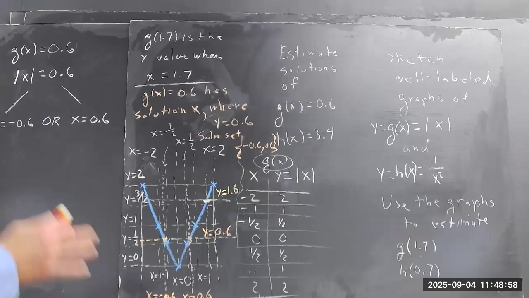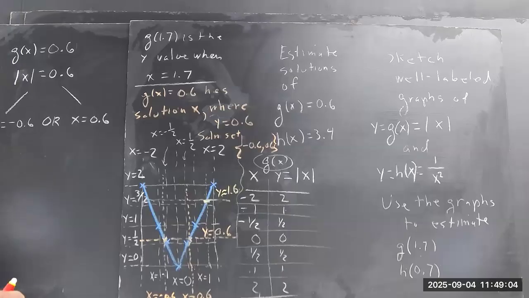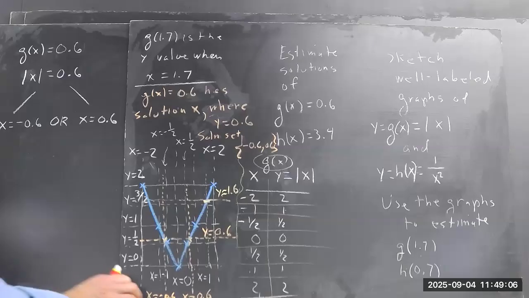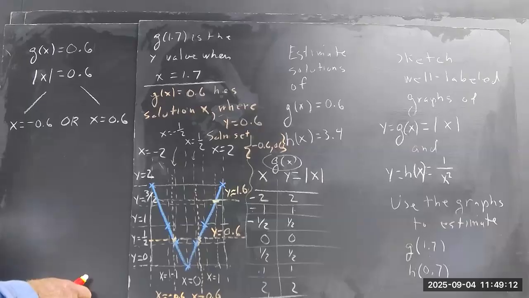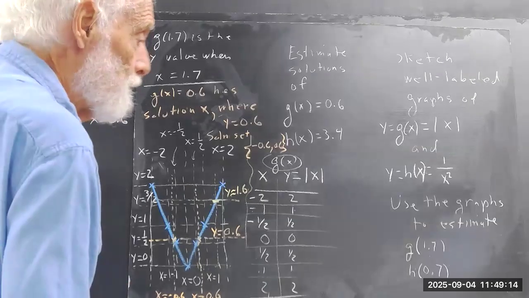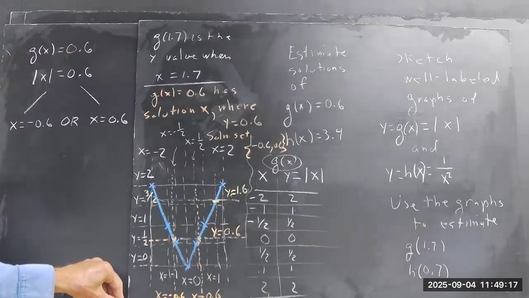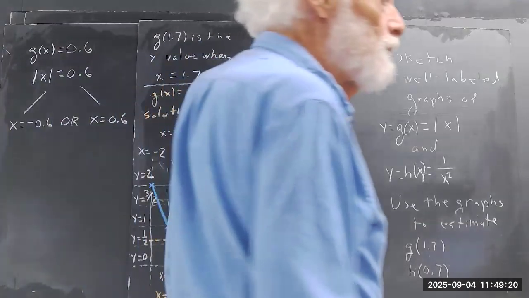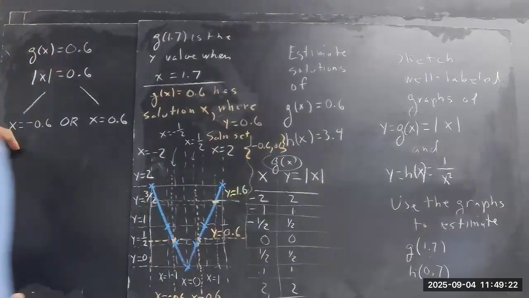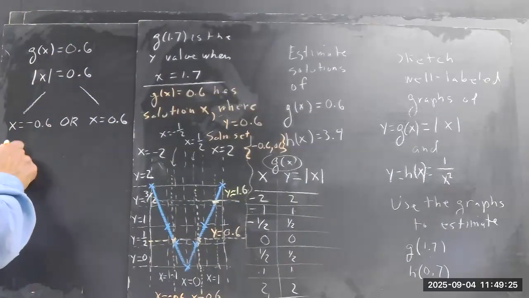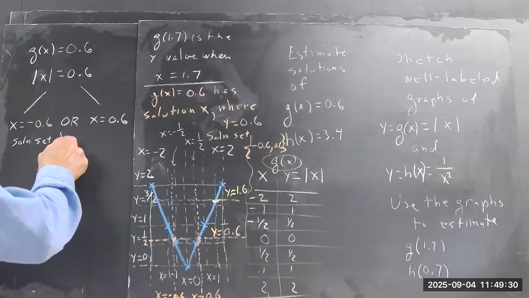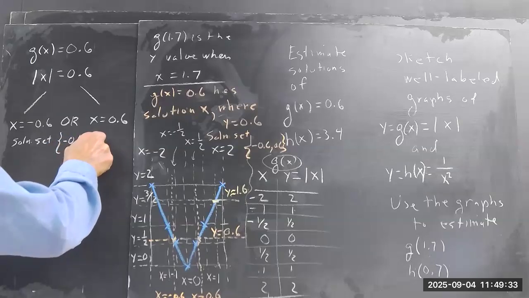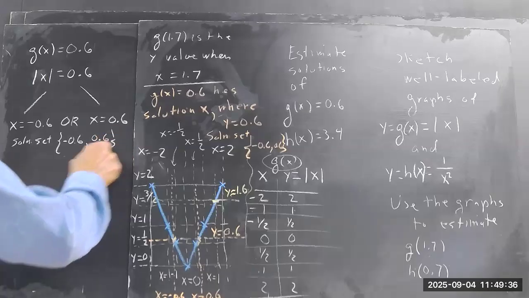Maybe not a whole lot. It depends on how important your instructor regards absolute value equations to be. But I think, for the most part, they get a good bit of respect. I'm going to lose my board there. No, I've got everything. Okay, and then we say the solution set consists of negative 0.6, 0.6.